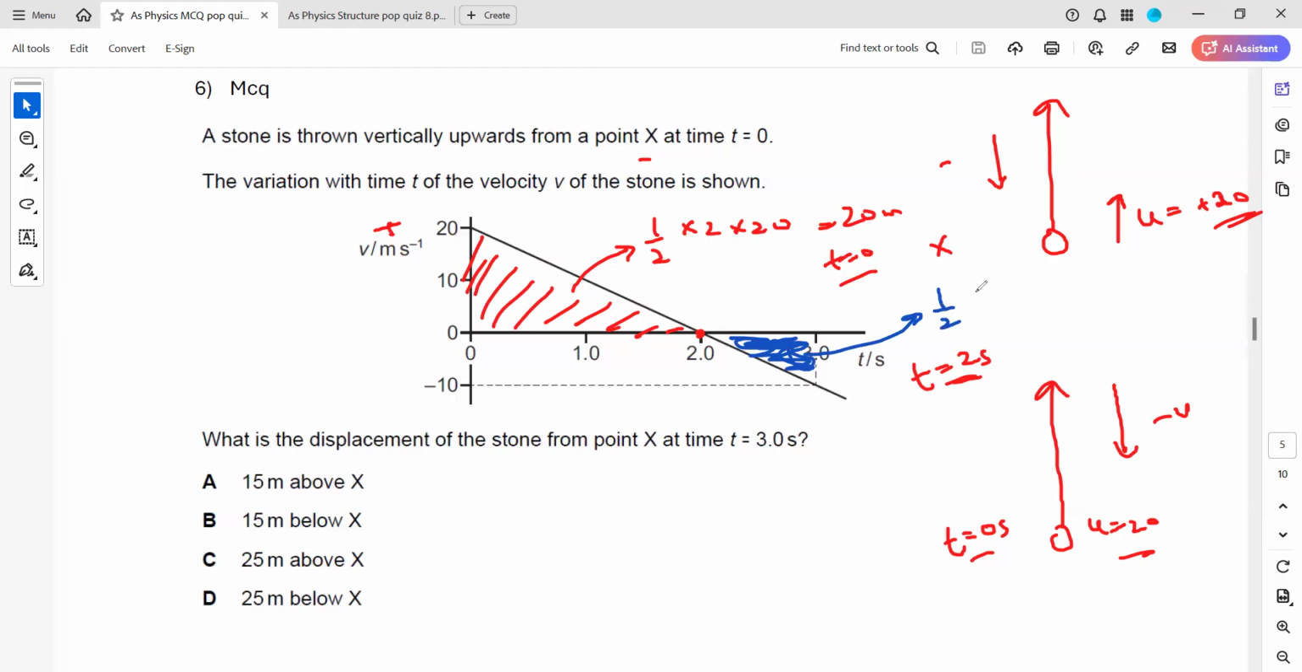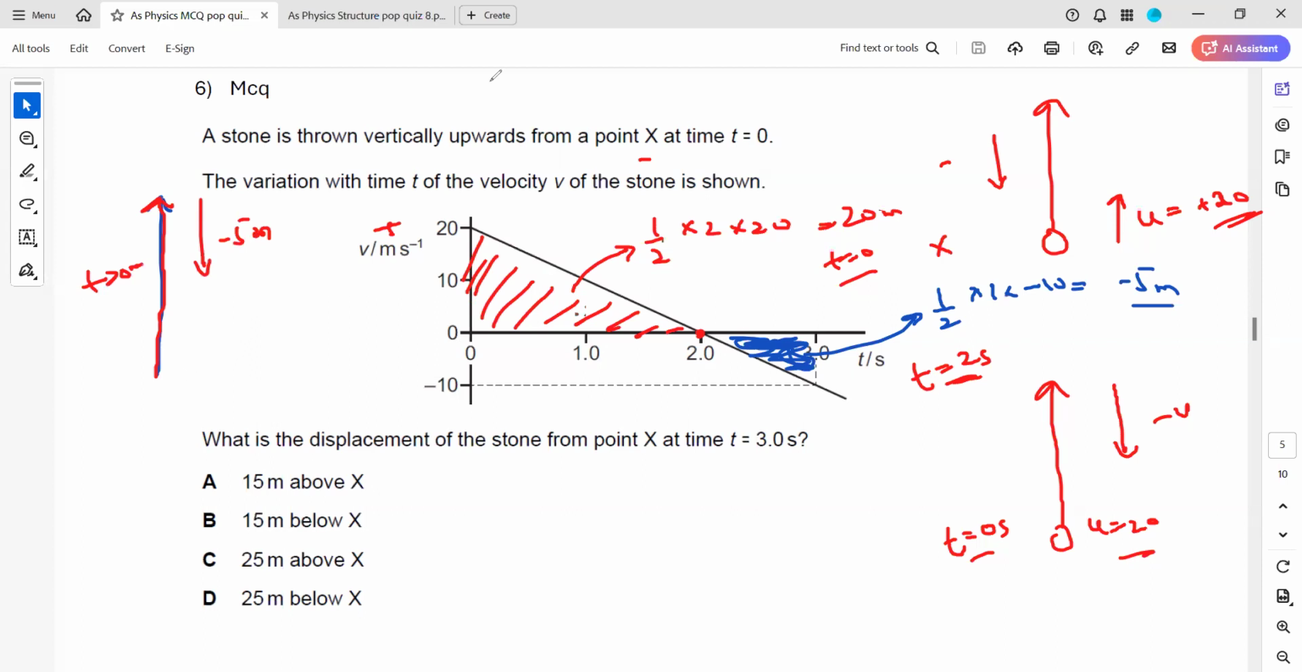So it will be half, the base is 1 because it started from 2 and ending at 3, and the height is minus 10. So when we simplify, it will be minus 5 meter. So what is the displacement? Going up 20 meters. So that was plus 20. And then it is coming down minus 5 meter. Like negative displacement is minus 5, or opposite displacement, or opposite distance it covered.